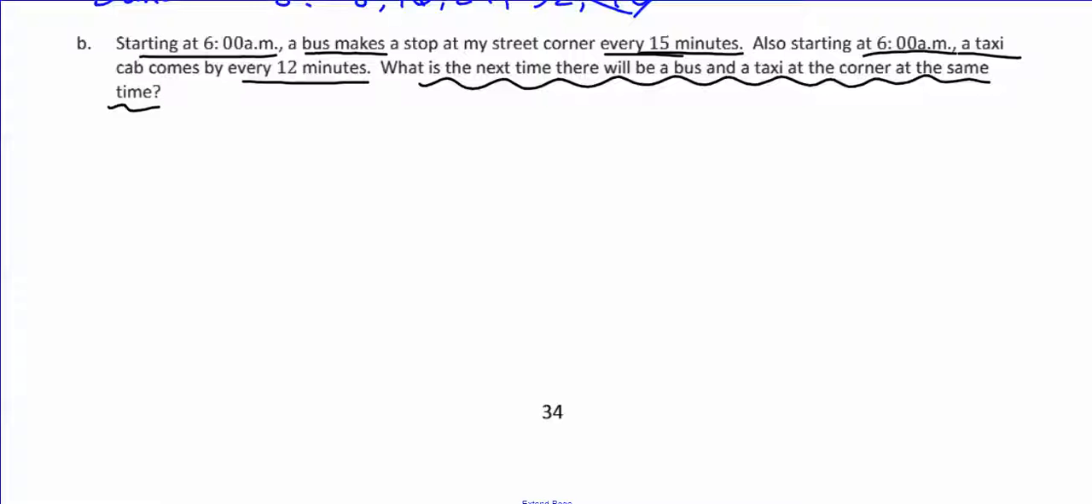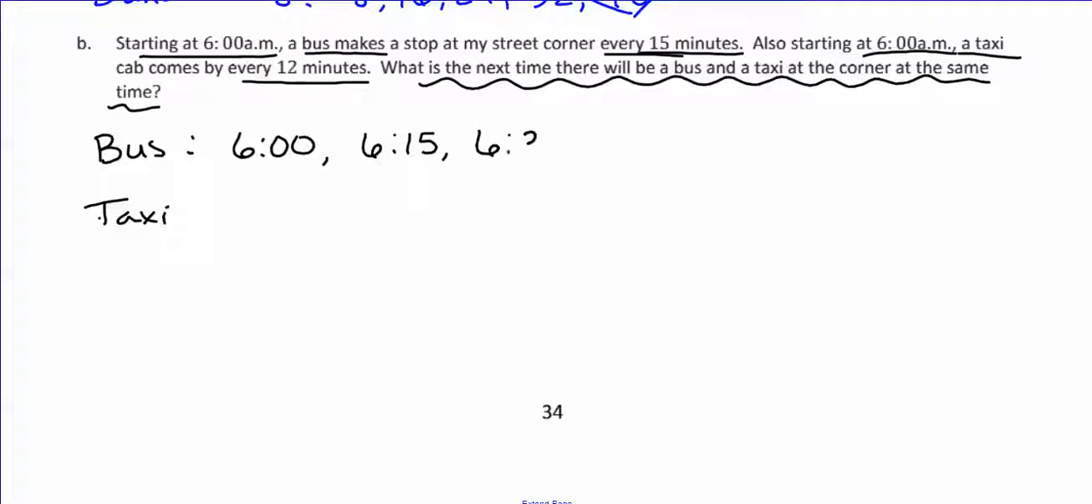Okay, so maybe we do this. We say the bus and the taxi. Right, so the bus, we could start it at 6 o'clock, right? And then when's the next time that bus is showing up? 6:15, yep. And the next time would be what? 6:30 at 15 minutes. Then it would be 6:45 and then 7 o'clock. Let's pause there while we figure out the taxi schedule.